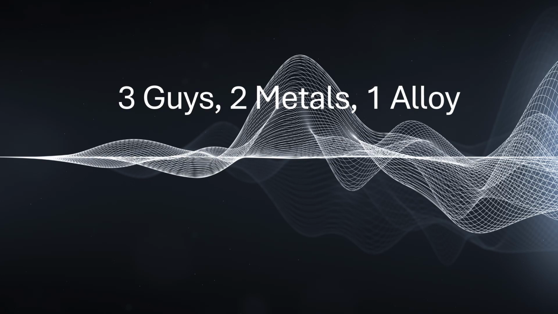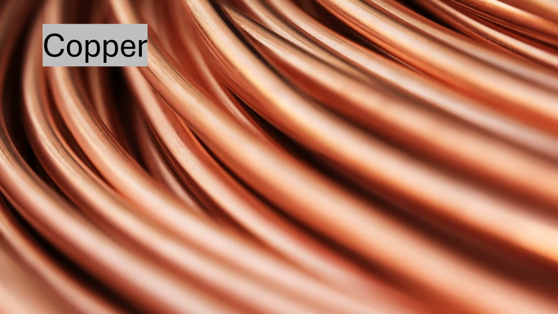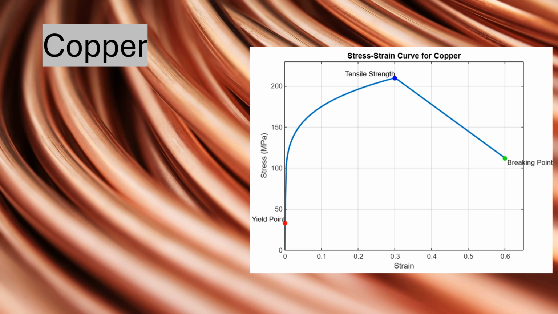We're three guys. We're going to talk about two metals and one alloy. First, we're going to talk about copper. This is the stress strain curve for copper.